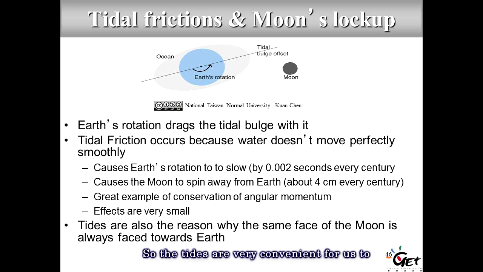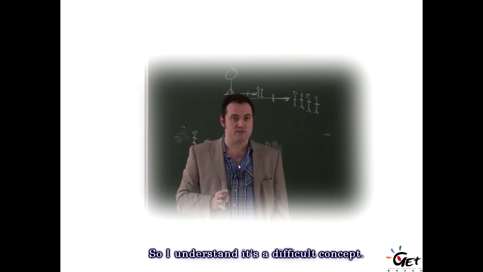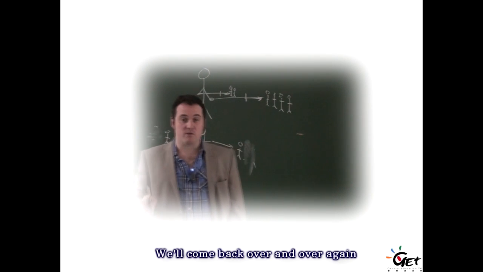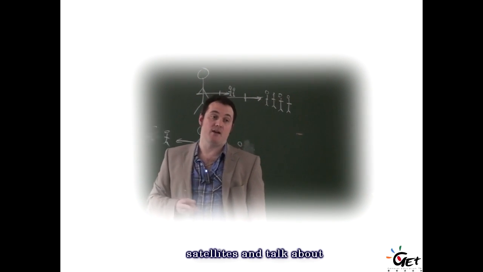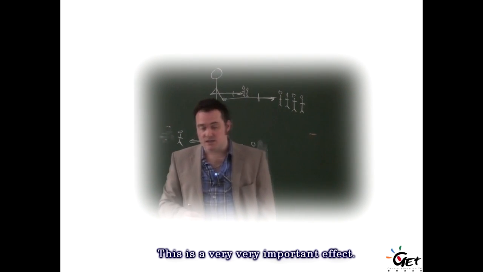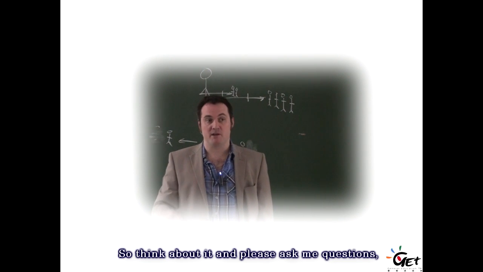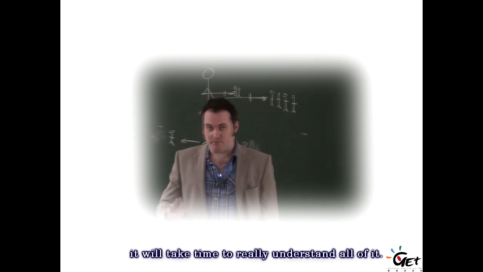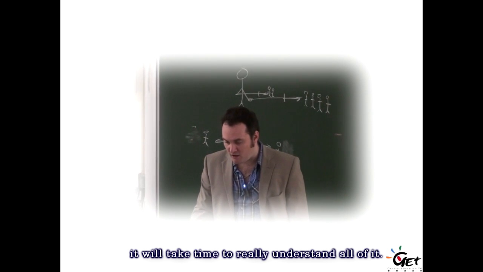So the tides are very convenient for us to go pick up shellfish, but they also have a very strong impact on the couple, Moon and Earth. And it's one of the main reasons why the Moon is locked up and always looking at us. So I understand it's a difficult concept. We'll come back to it over and over again when we talk about satellites and about the other planets in our solar system. This is a very, very important effect. So think about it, and please ask me questions, because I'm sure it will take time to understand all of it.